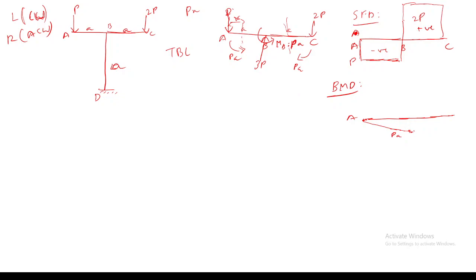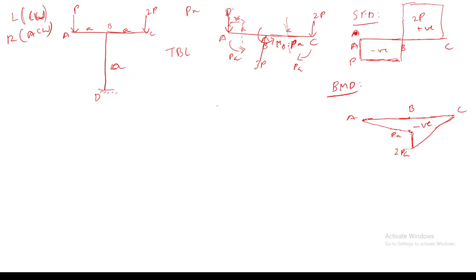So at point B, I am having a concentrated bending moment P into A, and that is also in the negative direction. So the total magnitude will be 2PA. I'm writing the total magnitude here. And from here you will get a linear variation. So this is point B, this is point C. This whole thing is negative. So is this clear or should I explain it again? No, sir, it's clear. Okay.